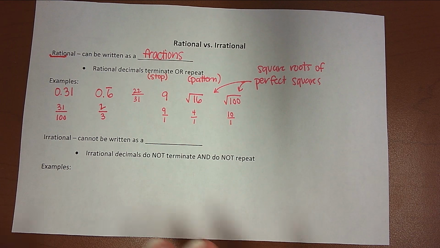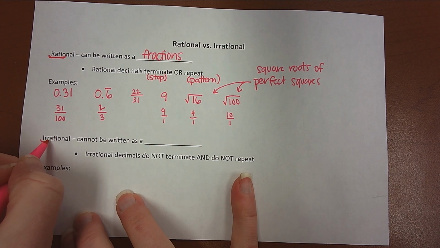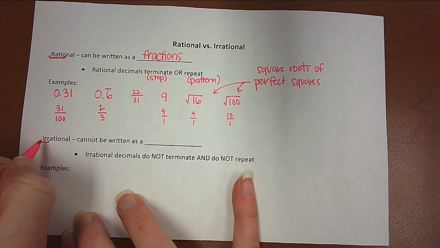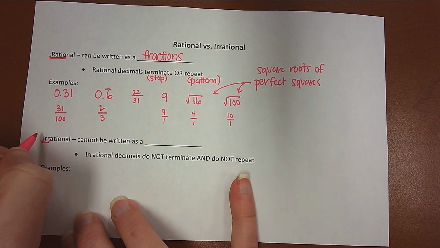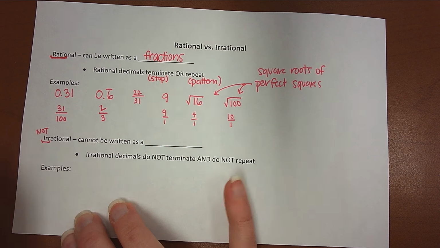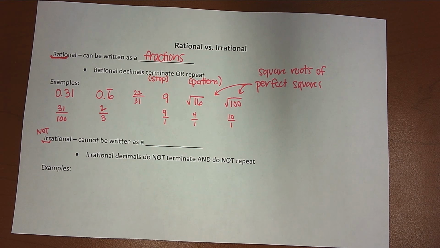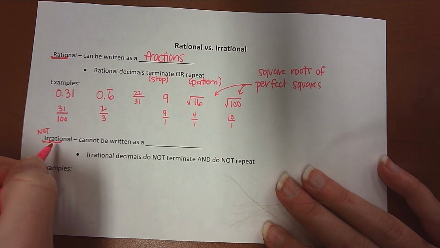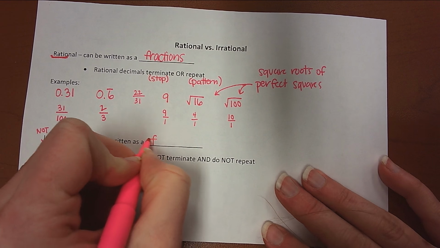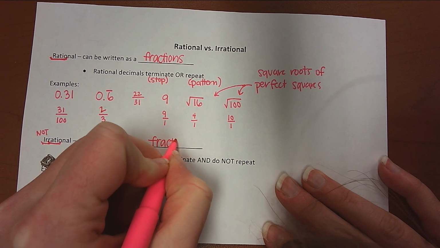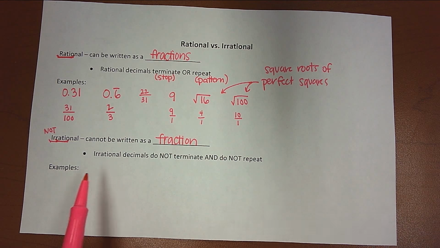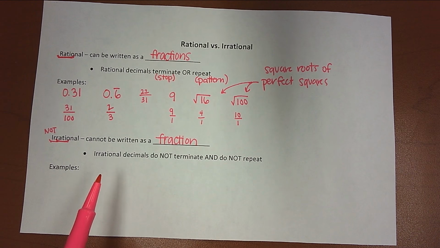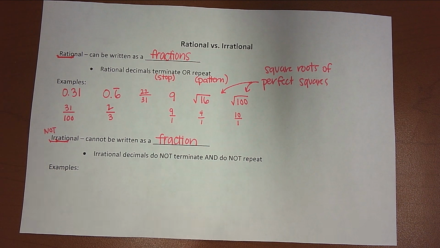So then irrational numbers, we know that the prefix, that stem, means not. Think about irregular means not regular, or irresponsible means not responsible. Irrational means not rational. So not, and then again we've got ratio in the middle here. So irrational numbers cannot be written as a fraction, because fraction is one of the ways that we write a ratio. So in terms of decimals, irrational decimals do not terminate and do not repeat.